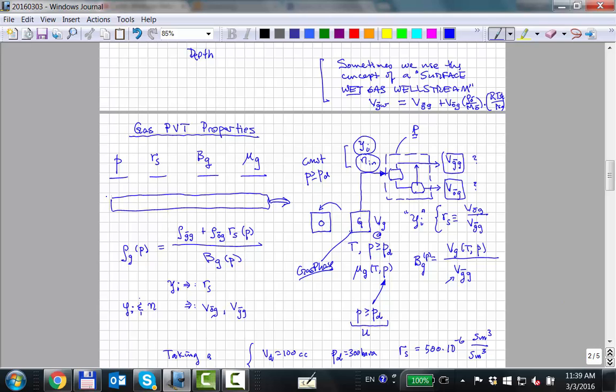So for a given pressure here, you'll have a saturated table, and then the undersaturated table.